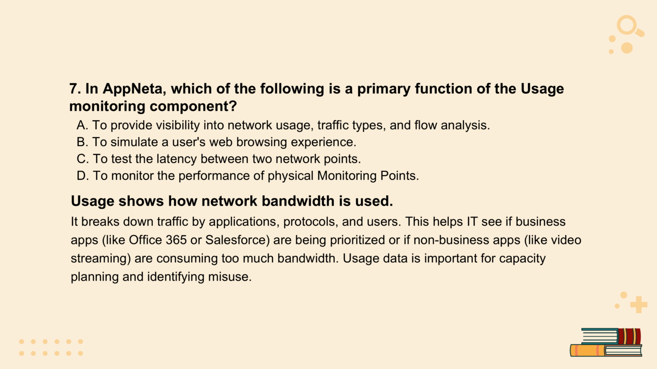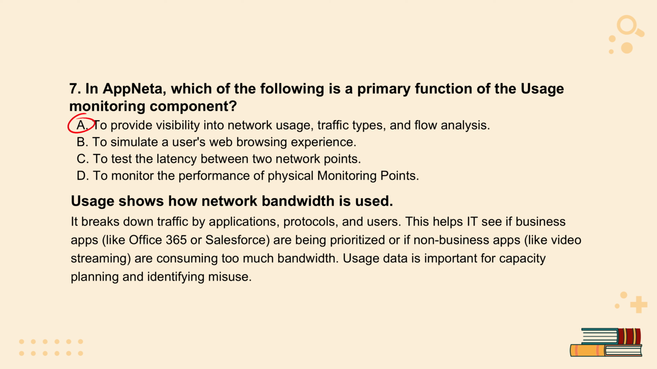Perfect. Okay, pillar number 3, AppNeta Usage. Questions 7 and 9 point us here. This is all about network traffic analysis. Its main job is giving you visibility into how your network is actually being used: what types of traffic, who's using the bandwidth, flow analysis. It's not just raw data. It's understanding bandwidth consumption, which apps are hogs, which users or departments.